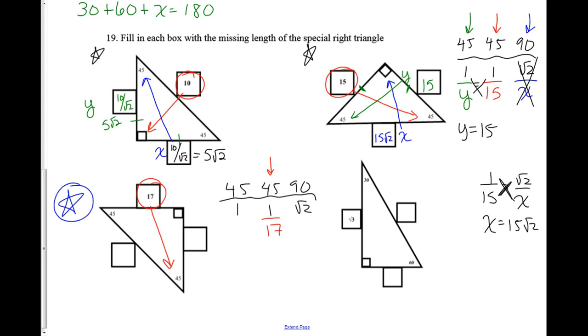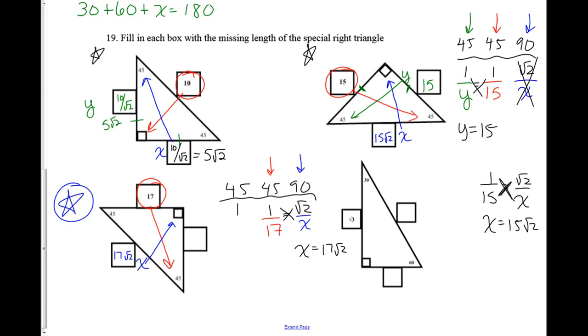Now I need to call one of these sides an x. I'm going to go ahead and call this side an x. It's across from the 90. So I choose the 90, and under the square root of 2, I put an x. I'm going to set these two fractions equal, and when I cross multiply, I get x is equal to 17 square root 2. So I'm going to go ahead and fill that in the picture. This empty box is 17 times the square root of 2.